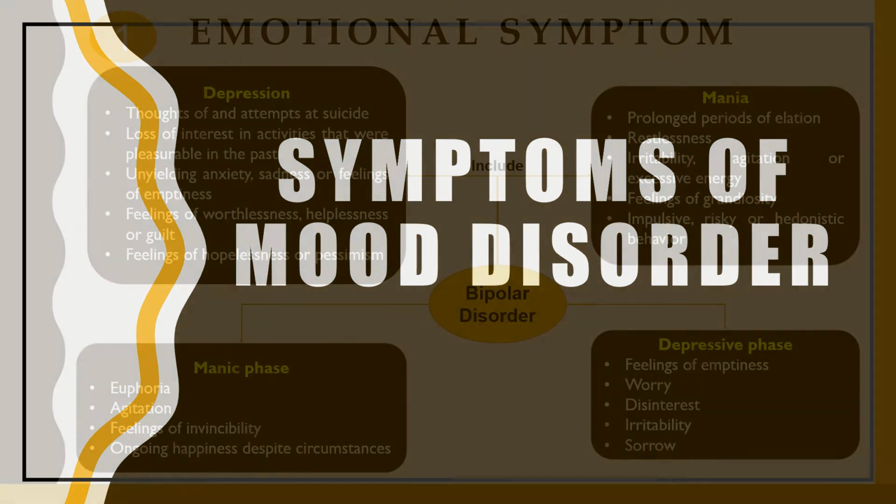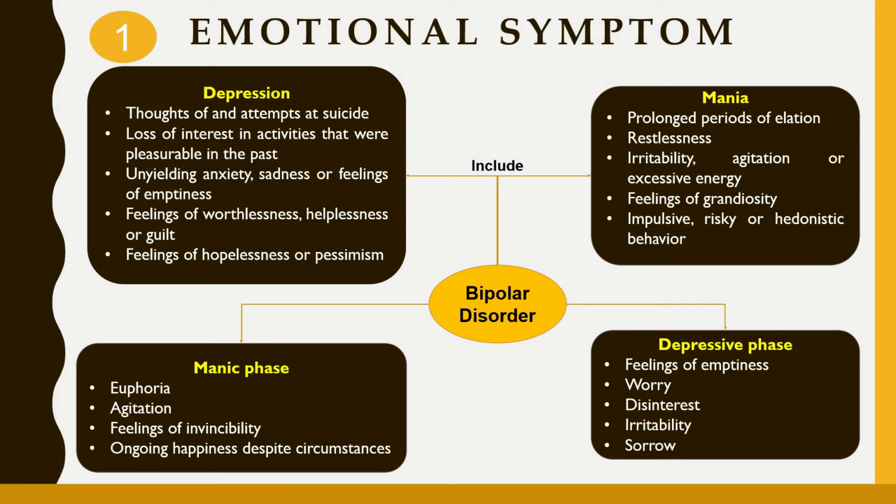Actually, there are two types of symptoms of mood disorder, which are emotional and physical. The emotional symptoms of depression include thoughts and attempts at suicide, loss of interest in activities that were pleasurable in the past, unusual anxiety, sadness or feeling of emptiness, feeling of worthlessness, and the last one is feeling of hopelessness. The emotional symptoms of mania include prolonged periods of elation, restlessness, irritability, feeling of grandiosity, and the last one is impulsiveness. Since bipolar disorder is a combination of depression and mania, bipolar disorder includes all of the emotional symptoms of depression and mania.